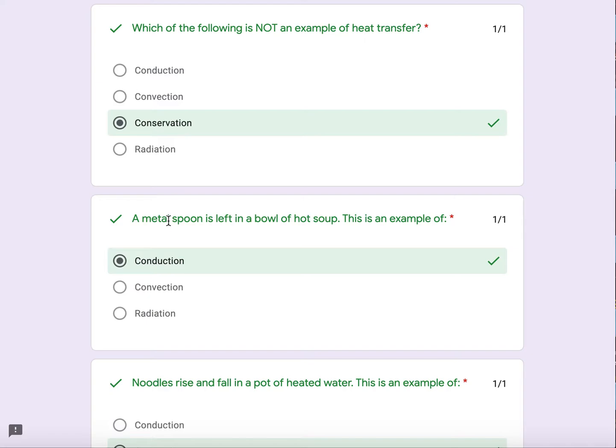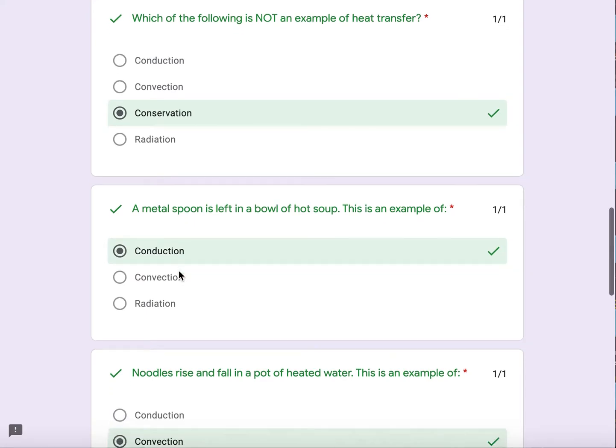A metal spoon is left in a bowl of hot soup. This is an example of conduction. Conduction describes heat transfer that involves direct contact, two objects directly touching each other.